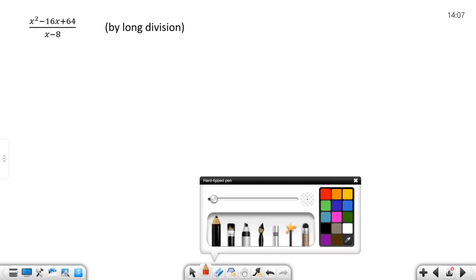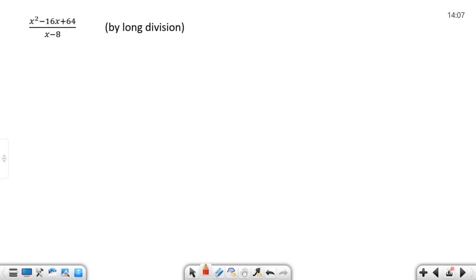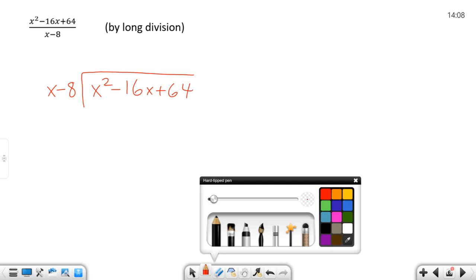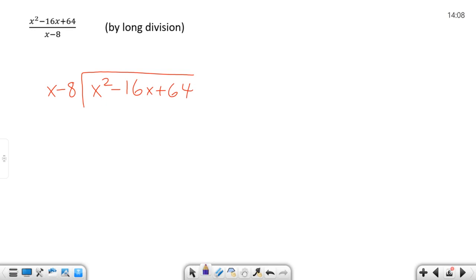Long division. So we're going to take this x squared minus 16x plus 64 over x minus 8. So the thing up top, the numerator, is going to be under the house. Okay, that's not proper terminology, but if I say under the house, you know what I mean. And then outside in the rain or the sunshine or the snow or whatever, we got x minus 8. So when you do long division, just like you do long division of numbers, the very first thing you do is you look at the first thing here and the first thing here.